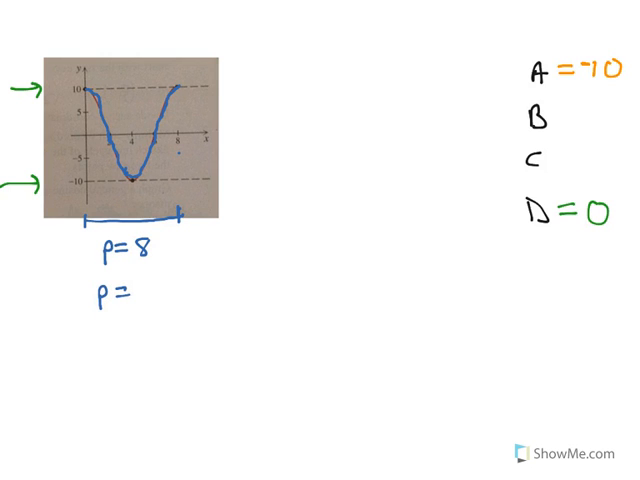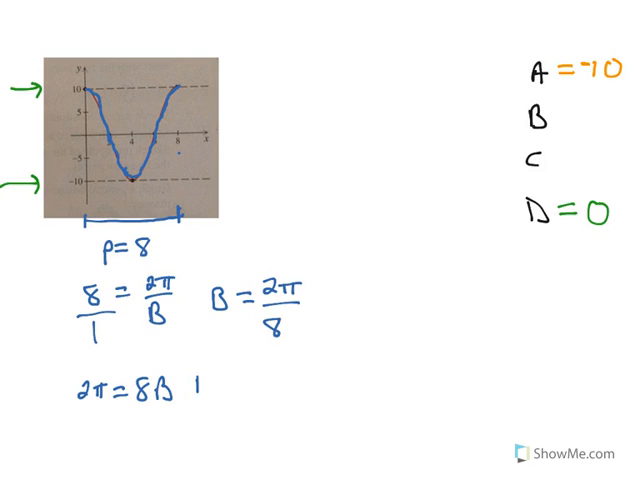So we know the period is 2 pi divided by b, and our period is 8. So we can put 8 in for the period. Cross multiply and solve for b. So b is going to equal 2 pi divided by 8. If you simplify, b is going to be pi over 4.